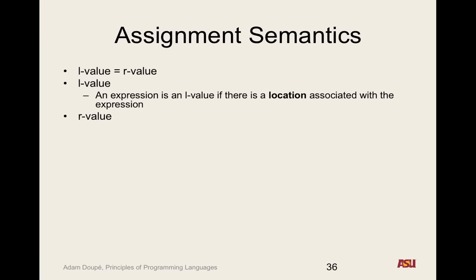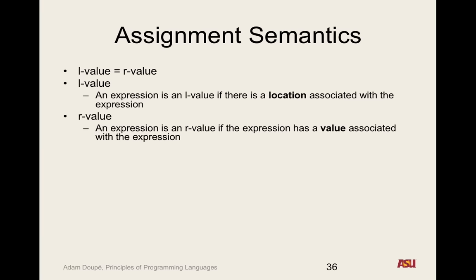Okay. An expression is an R value if the expression has a value associated with it. So when we see the constant 5, does 5 have a location associated with it? No. So we can't define a variable named 5. You could actually define a variable named FIVE, which would be incredibly annoying. I actually had to maintain code where somebody would create variables named ONE, and they would give me constants and I'd ask, why are you doing this?